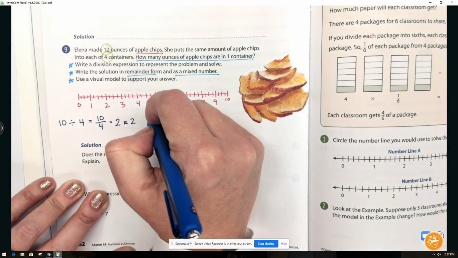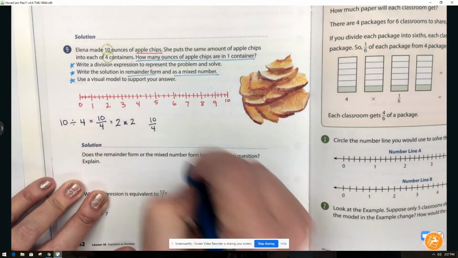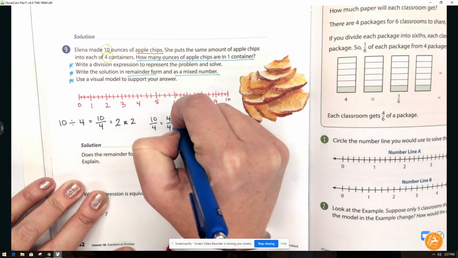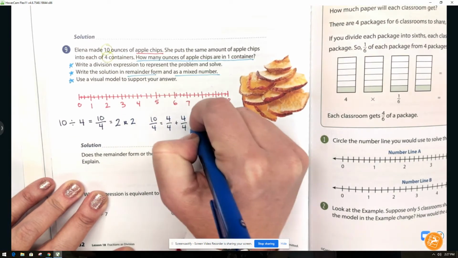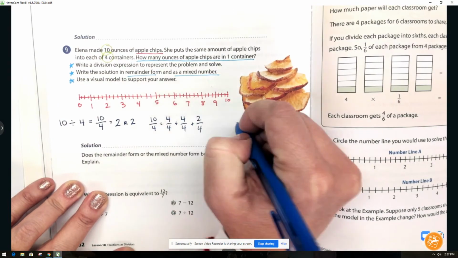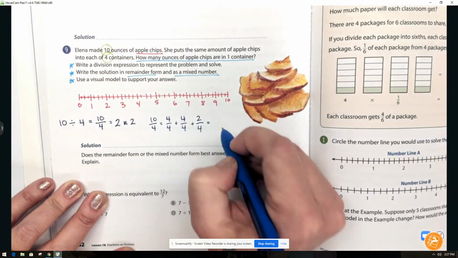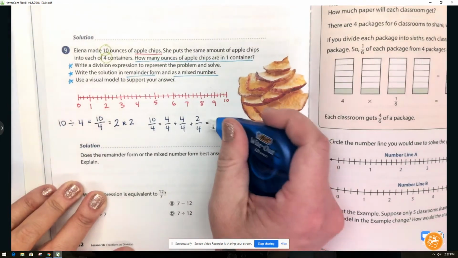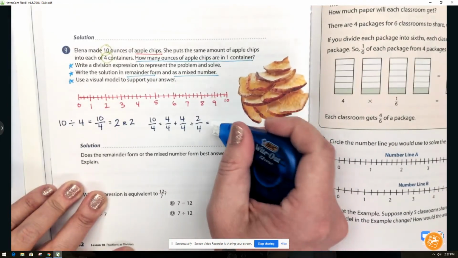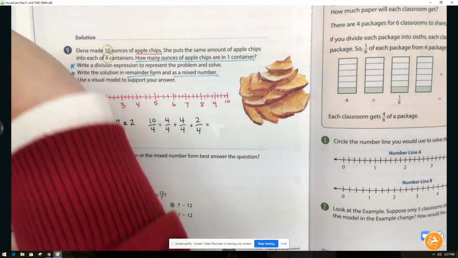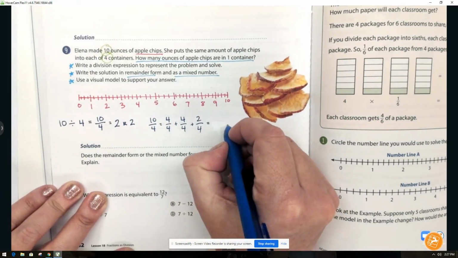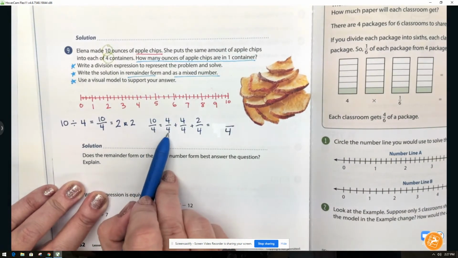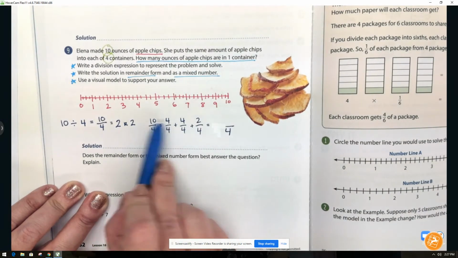We can also write 10 fourths as a mixed number because that equals 4 fourths plus 4 fourths plus 2 fourths. Remember, when we're adding fractions, our denominator stays the same, and we add the numerators. So if our denominator stays the same, we have 4 plus 4 plus 2 equals 10.